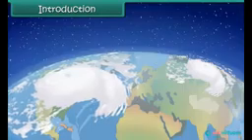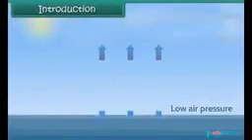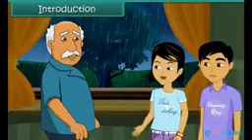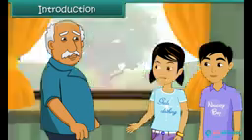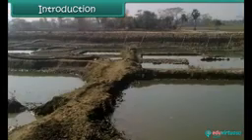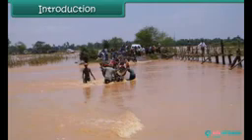Cyclones are basically storms which are generated in the ocean due to high speed winds and air pressure difference. Are they very dangerous to our life? Yes, children, in October 1999, Orissa was hit twice by the cyclones with wind speed of 200 km per hour and 260 km per hour. Many people died and many became homeless. Agriculture, transport, communication and electric supply were badly affected.